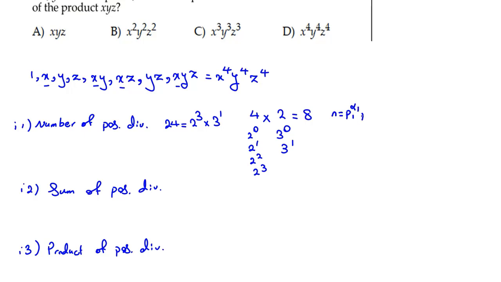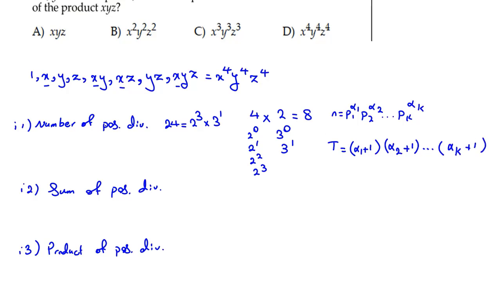If n is p1 to the alpha 1, p2 to the alpha 2, and so on, if the prime factorization is like this, pk to the alpha k, and we consider t as the number of positive divisors, you can say alpha 1 plus 1, because the power of p1 can be 0, 1, 2, up to alpha 1. So it is alpha 1 plus 1, alpha 2 plus 1, up to alpha k plus 1. That's the number of positive divisors.